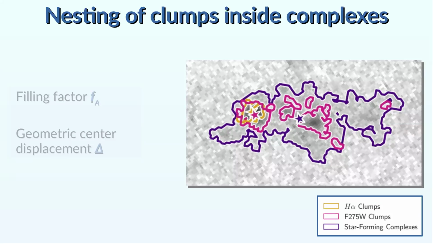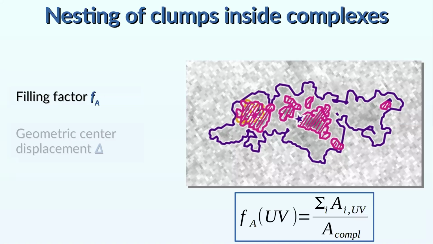So this is the example that we've seen before, a bit rotated. You have the violet contour for the optical complex, the purple contours are the UV clumps, and the gold contour is the H-alpha clump. So we define the filling factor, for example, as the fraction of the optical area covered by the clumps in a certain filter, in this case the UV. And essentially, we expect the UV to cover a larger area because we are tracing a larger interval in age. And so if we have fireballs, also a larger interval in space.